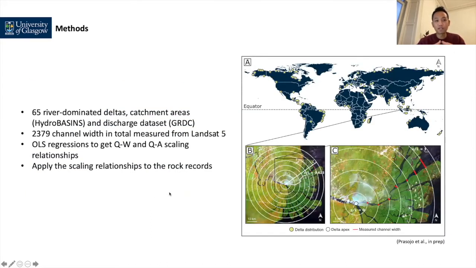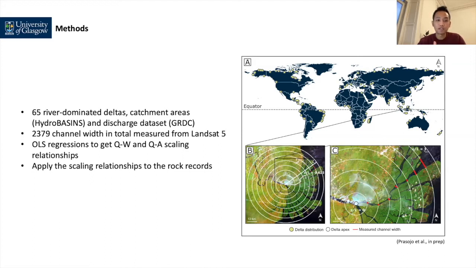So we tried to compile 65 river-dominated deltas spread across the globe. We have 5 different climate regions, and we got some data from HydroBASINS as well to get the catchment areas, and the global discharge datasets from the GRDC. Then we measured the channel width of the distributary channels of all those deltas, and we got around 2,300 channel width measurements from Landsat.